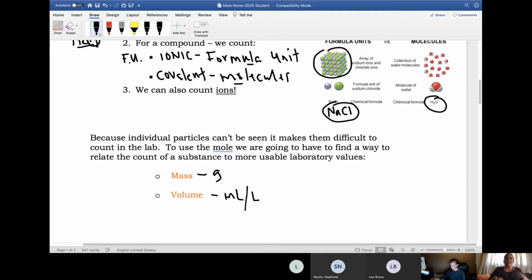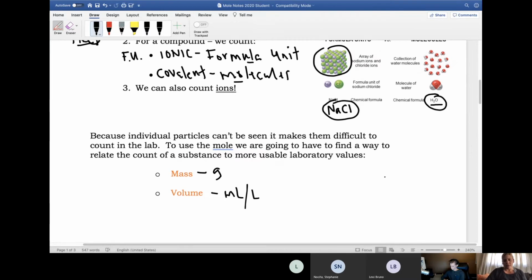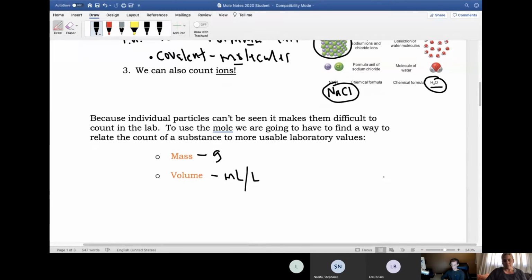If I have a sample of, let's say, sodium chloride in the laboratory and I know how many grams it is, I can do a calculation to figure out how many formula units are in that sample. Or if I have a sample of water and I know how many milliliters it is, I can do a conversion and figure out how many actual H2O molecules are in that sample. And that's what we're doing here. Does that make sense, you guys?